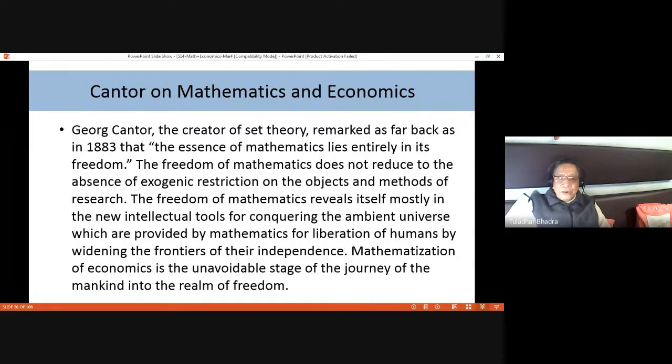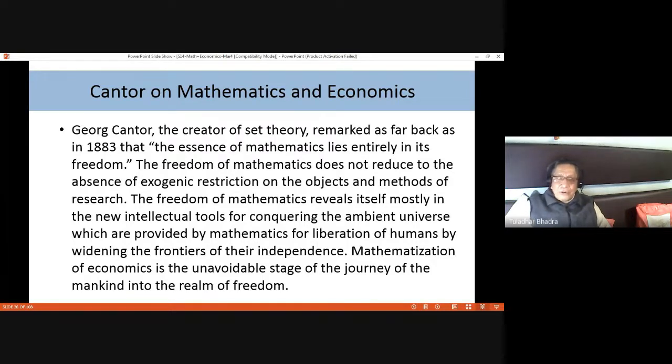He says that George Cantor, the creator of set theory, remarked as far back as 1883 itself that the essence of mathematics lies entirely in its freedom. The freedom of mathematics does not reduce to the absence of exogenic restriction on the subjects and methods of research. Freedom of mathematics reveals itself mostly in the new intellectual tools for conquering the ambient universe which are provided by mathematicians, for all orientation of humans by widening the frontiers of their independence. So, mathematization of economics is the unavoidable stage of the journey of mankind into the realm of freedom.